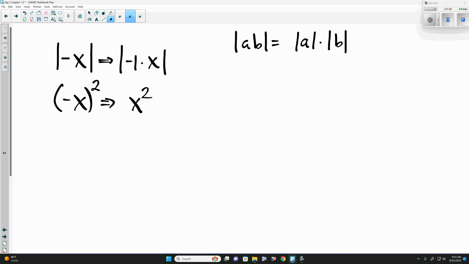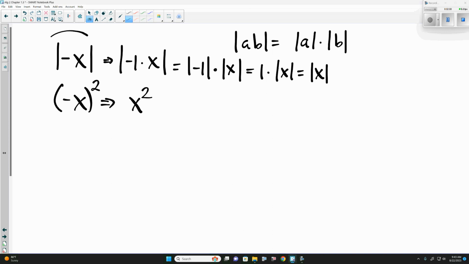We good with that step, yes? Now, by this definition, I can split these two terms up, saying it's the absolute value of negative 1 times the absolute value of x. Well, what is the absolute value of negative 1? Positive 1. 1 times the absolute value of x, which is just the absolute value of x.